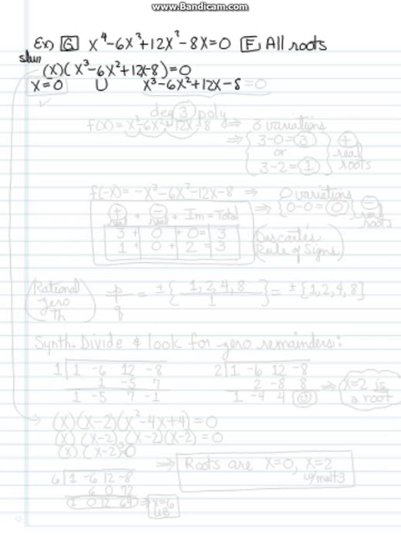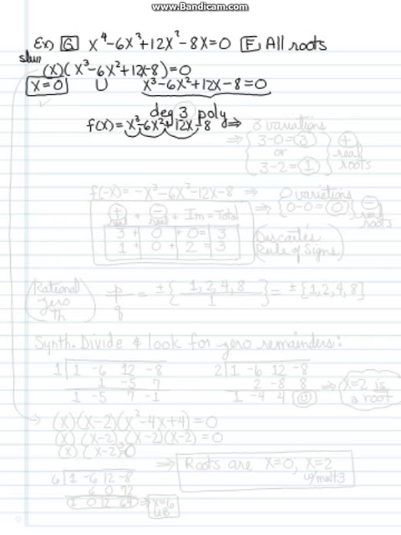Okay, so we get x equals 0, which is one of the roots, and then we also get x cubed minus 6x squared plus 12x minus 8 equals 0. Now let's work just on that factor. It's a degree 3 polynomial, and we'll call f of x the x cubed minus 6x squared plus 12x minus 8, and we'll count the number of sign variations.